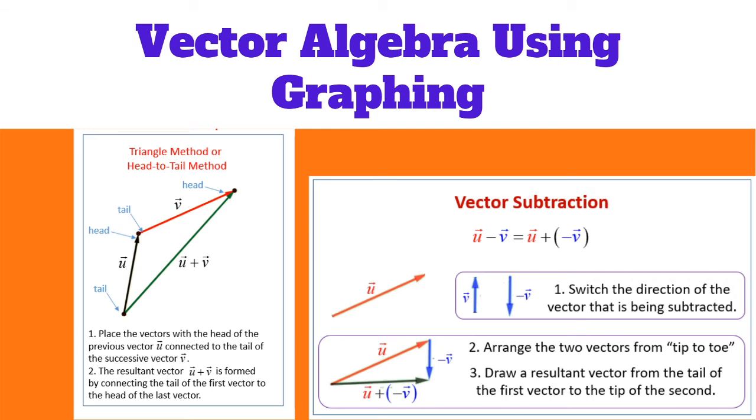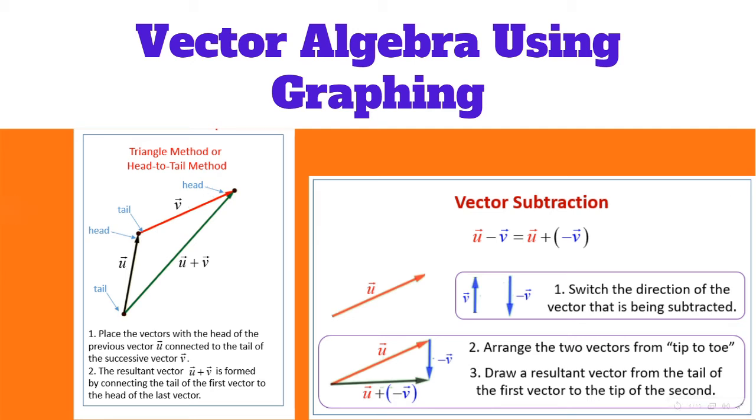Now, if you are given vectors graphically and you want to add them or subtract them that way, the best way of doing it is what's called the head to tail method, or it's also called the triangle method. So for example, let's say you were given these two vectors, u, which is right here, and v, which is right here.